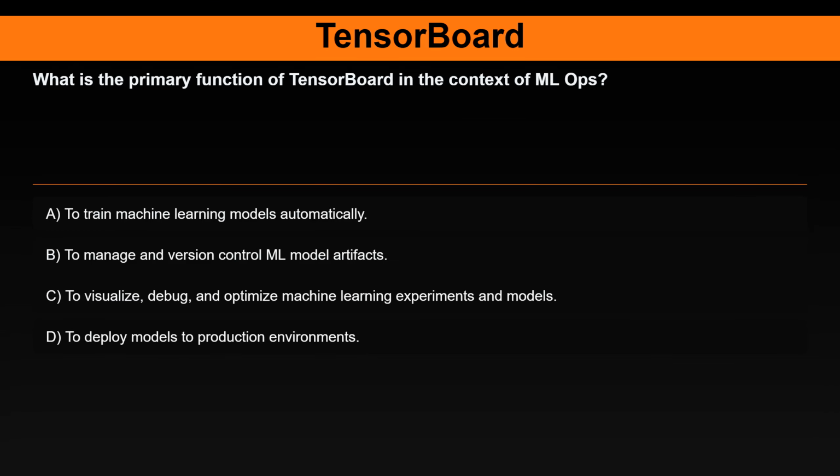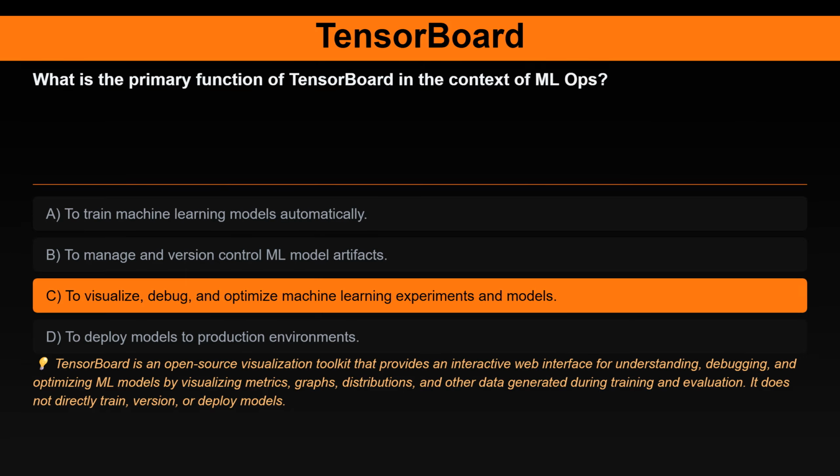Question 22. What is the primary function of TensorBoard in the context of MLOps? Option A. To train machine learning models automatically. Option B. To manage and version control ML model artifacts. Option C. To visualize, debug, and optimize machine learning experiments and models. Option D. To deploy models to production environments.